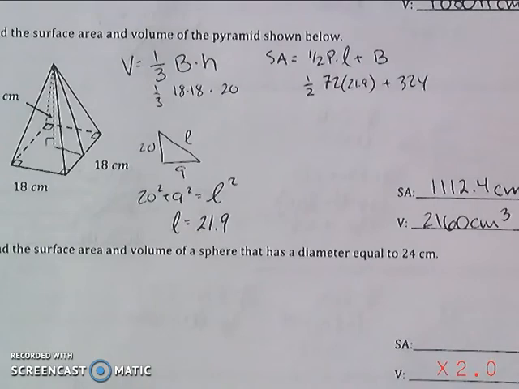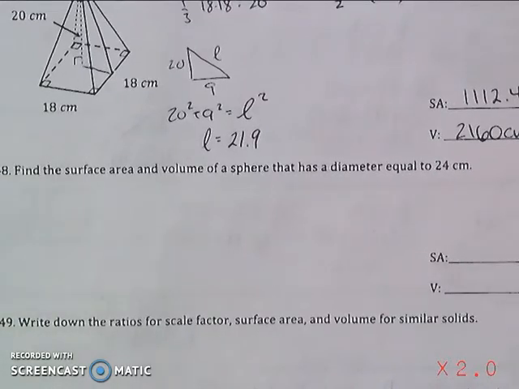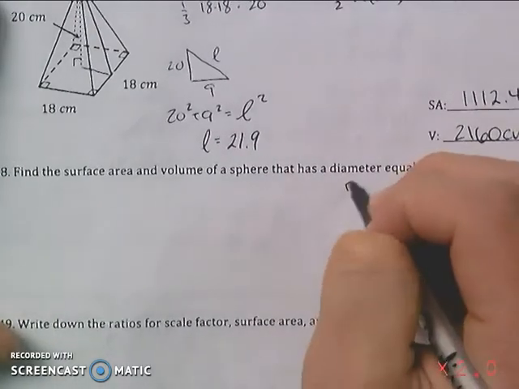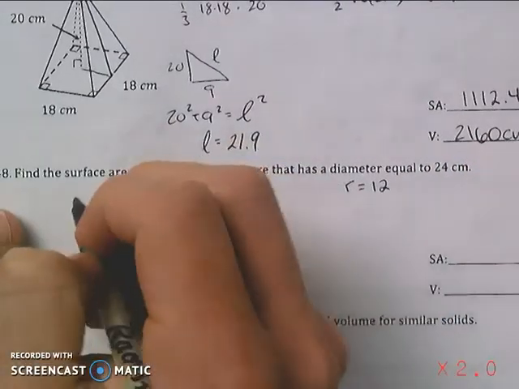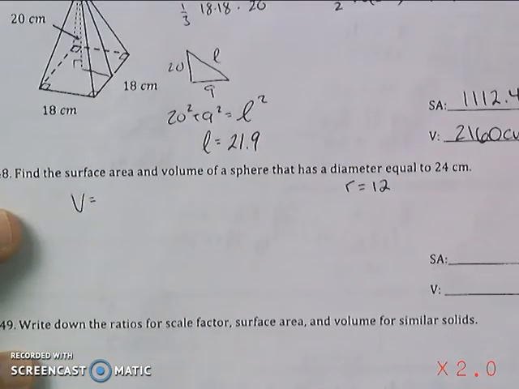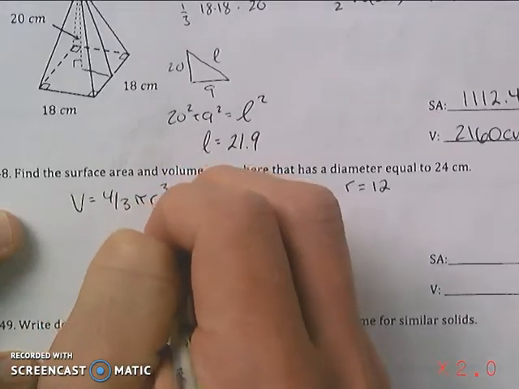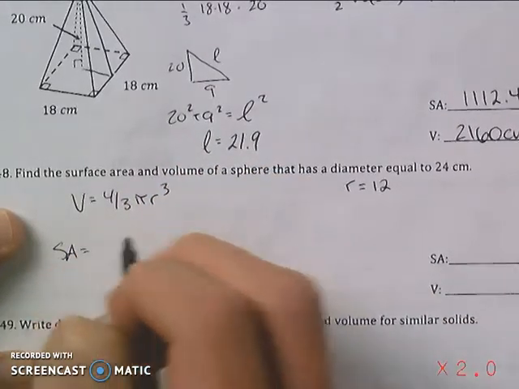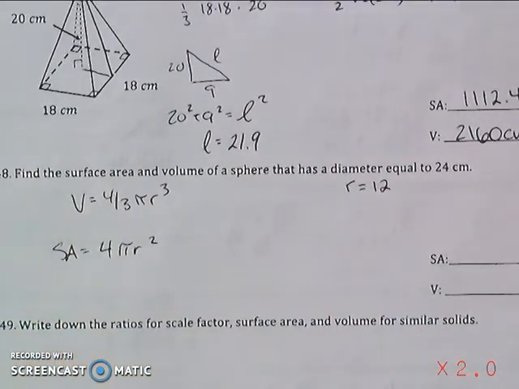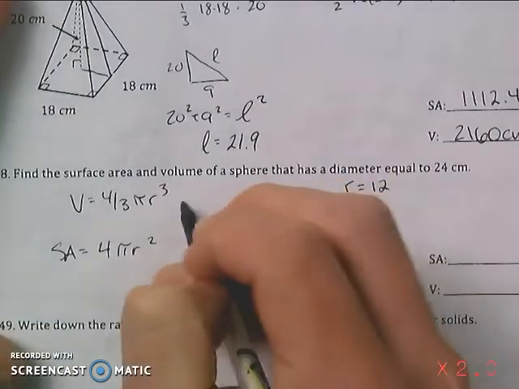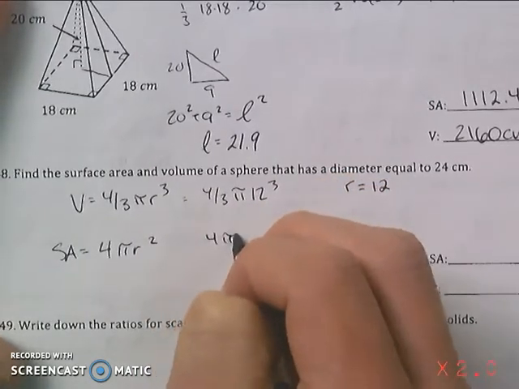Okay. 48. Find the surface area and volume of a sphere that has a diameter equal to 24. That means the radius is going to be 12. I'm not going to mess it up this time. Surface area and volume. Volume is going to be easier to do. Okay. Volume is 4/3 pi r cubed. And surface area is 4 pi r squared. Okay. All we have to do is plug in our radius to both of these and do a little bit of calculations.